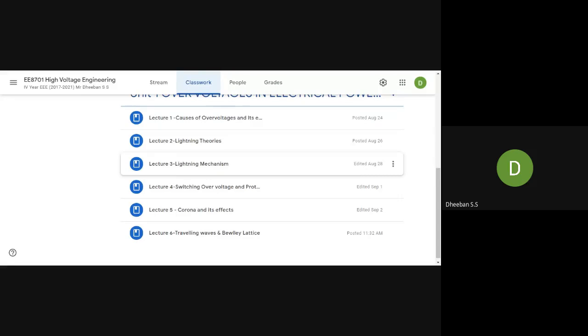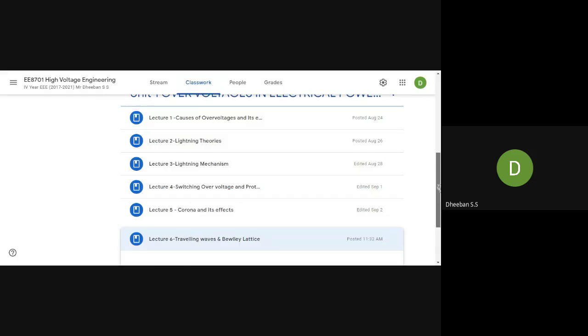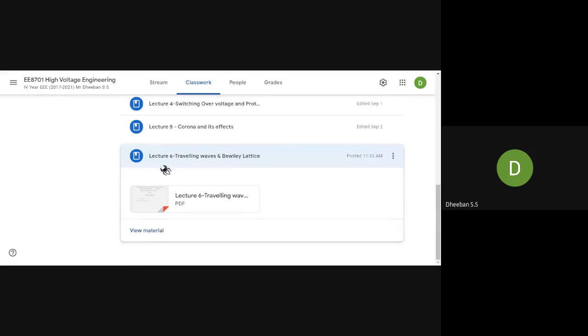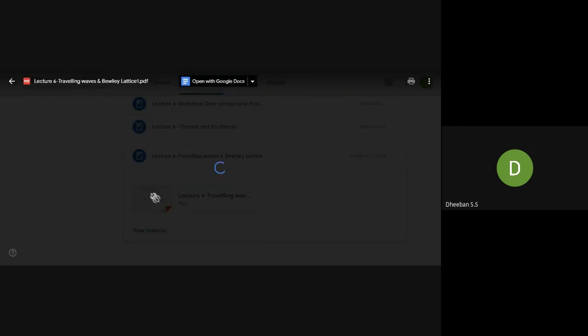Okay. So the same topic entirely will be studied in your power system transients in this semester itself. So if you study this one single question, you can attend it in both the subjects. From this lecture six, Bewley lattice diagram is a 10% question we can expect. Okay. So we'll be starting with lecture 6.